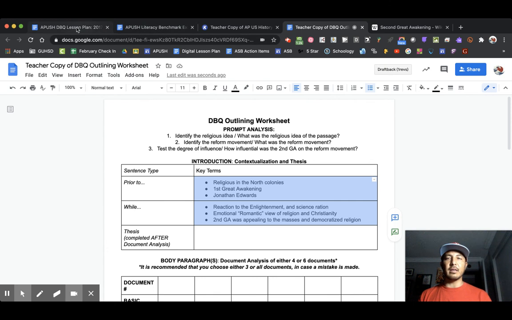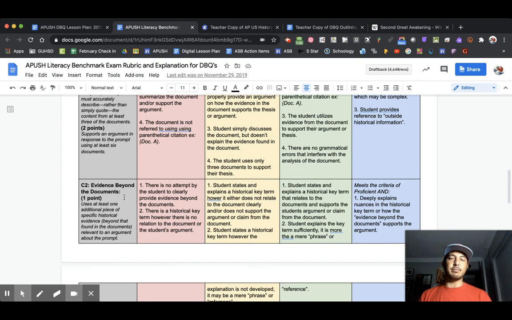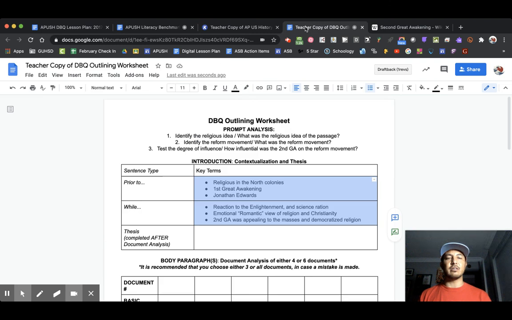If you were to look at the rubric, and I actually have it here, on evidence beyond the documents, it's outside historical evidence beyond the documents. You can't double dip this point. So this point usually is found in your body paragraph and usually an extension of an argument where you bring in another person, another idea, another actor that helps it. So this is outside information, but you will gain points for contextualization.